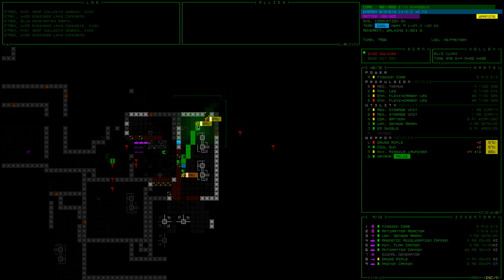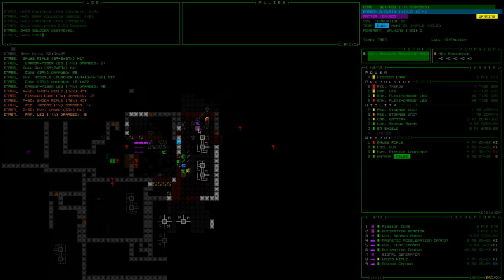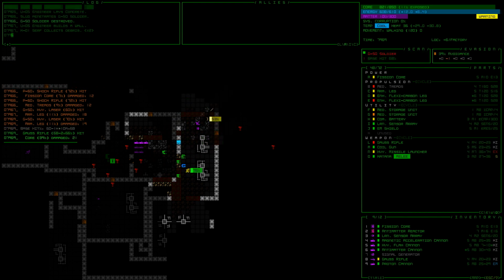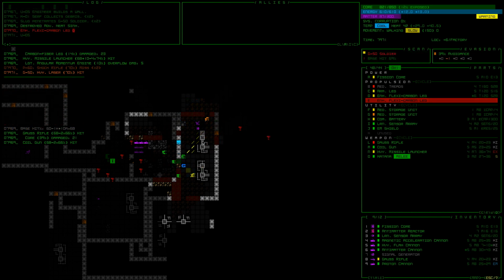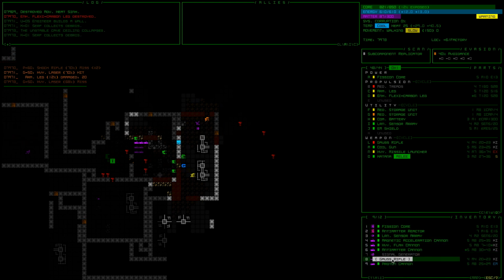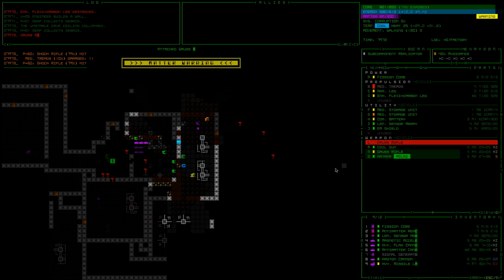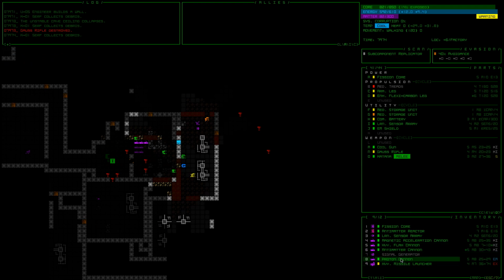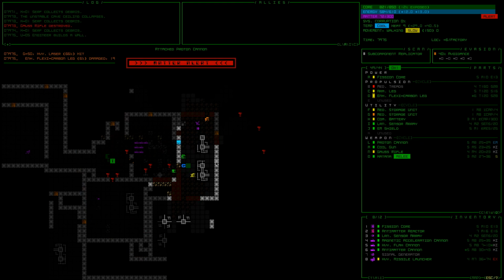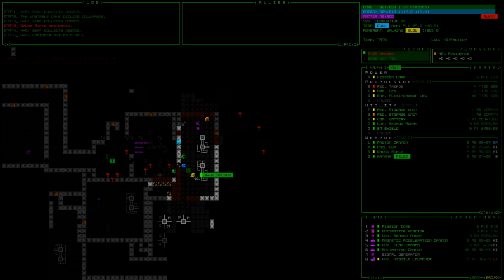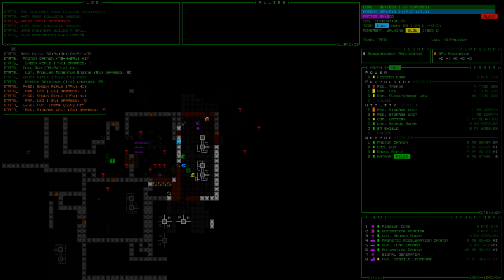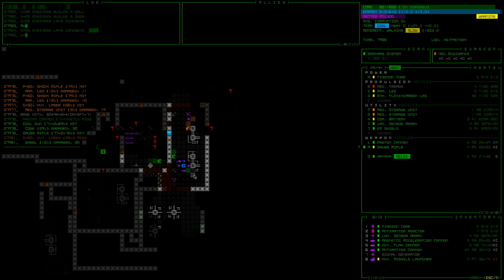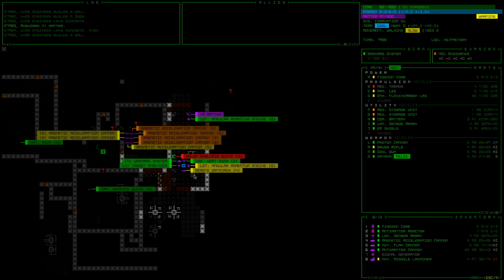Well, missile launcher appears okay. Antimatter cannon. I don't think I have enough. Yeah, we're running low on matter. I know this. Heat sink. It's going to be good.